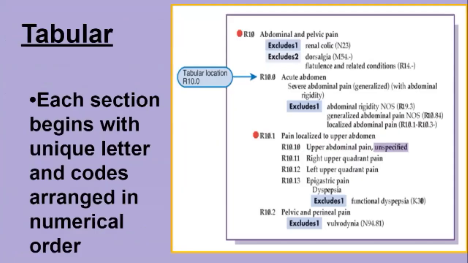So let's talk about our tabular. Our tabular is where we open up our book and it's got the different colors. It's not our index, it's our tabular. Each section begins with a unique letter and codes arranged in numerical order. So R10, then you're going to have R10.0, R10.1, and you see how it always starts with a letter and then it moves into a number. All codes in a chapter begin with the letter.